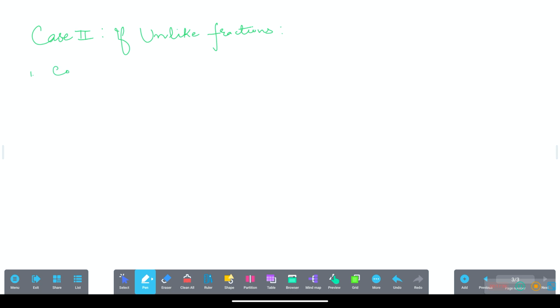Compare 5 by 7 and 5 by 15. Or I will change it a bit. I will write 5 by 13, sorry, 5 by 13 and 5 by 7. Now it's the same as the previous example.